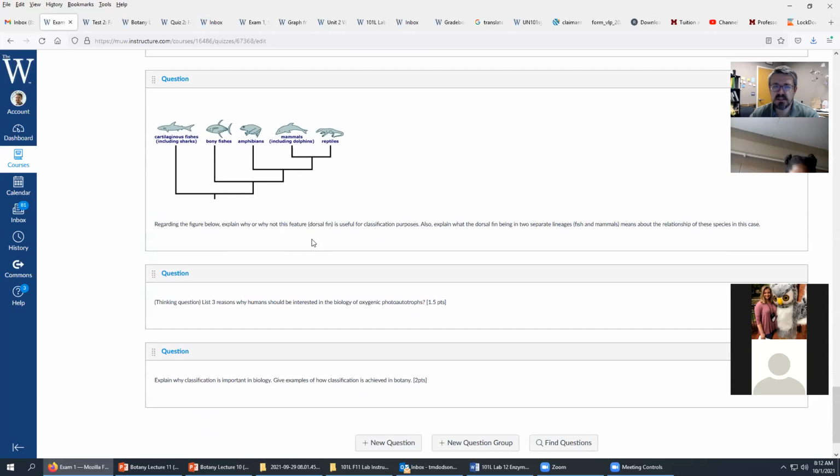And this next question, this was the best picture I could find without drawing one to compare to what we talked about in class. Why do we not use the dorsal fin for classification purposes? Because what we're seeing is convergent evolution. Mammals have a dorsal fin because they live in similar habitats to the fish. And what this means is that that feature is not useful for relationship because it's convergent. It's evolutionarily developed more than once.